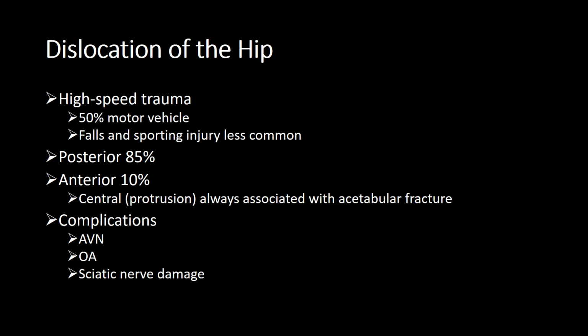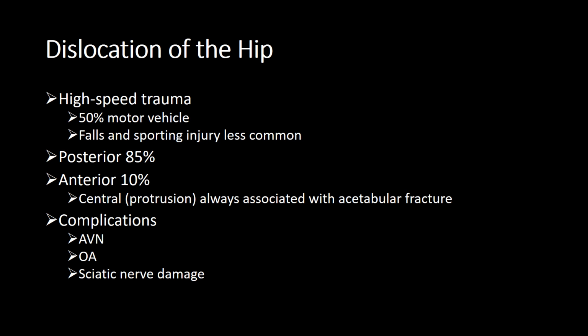85% of these patients suffer a posterior dislocation, whereas an anterior dislocation is only seen in 10%. Now, unsurprisingly, if you have a central dislocation, i.e. there's protrusion of the femoral head through the acetabulum, you will have an acetabular fracture. So the biggest complications of dislocation of the hip are avascular necrosis, secondary degenerative changes due to trauma, and then sciatic nerve damage.